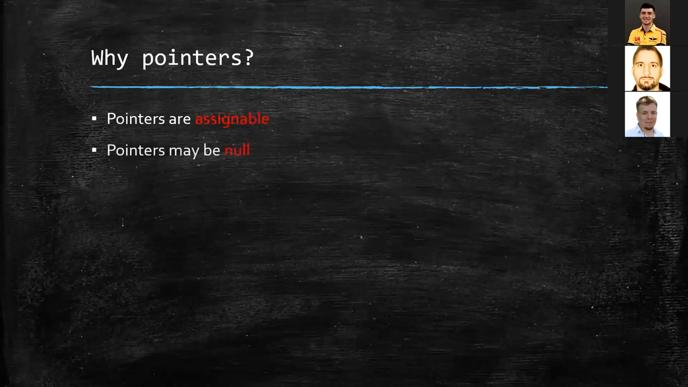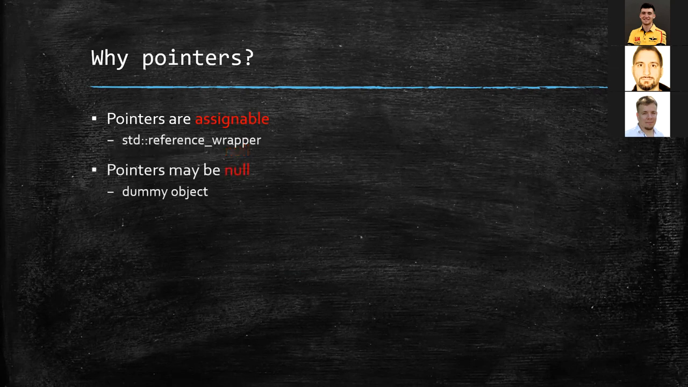So why do we need pointers? Well, in contrast to references, pointers are assignable, and that is a prerequisite for a type to be used in std containers. Additionally, pointers can be nulled. Of course, there are ways to get past those requirements, like std::reference_wrapper, which is assignable. I'll talk about this construct in a bit. And we can also create some dummy object just to represent our null type. However, it will cause problems, especially with dynamic inheritance.